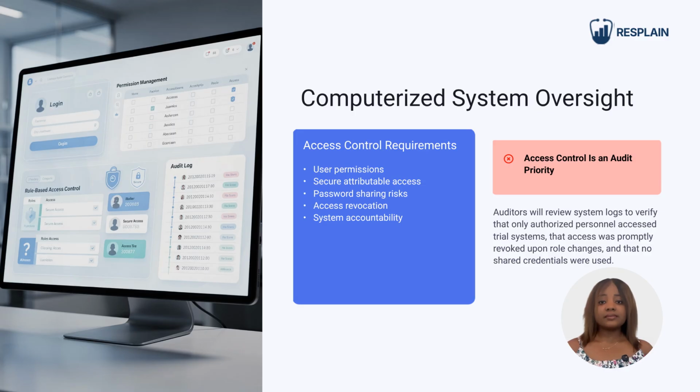The guidance also expects organizations to maintain oversight of both sponsor-managed and site-managed systems. Sites should therefore understand which systems fall under their responsibility, how incidents are escalated, and how computerized system issues are documented and resolved.